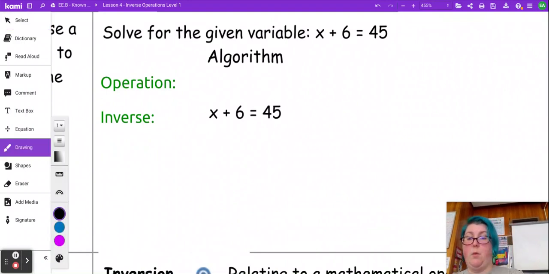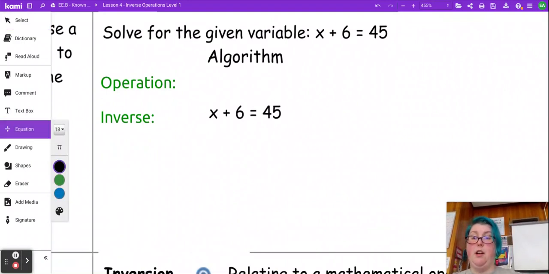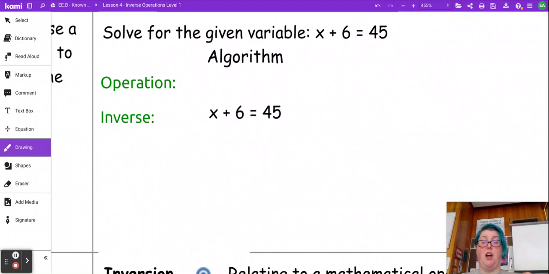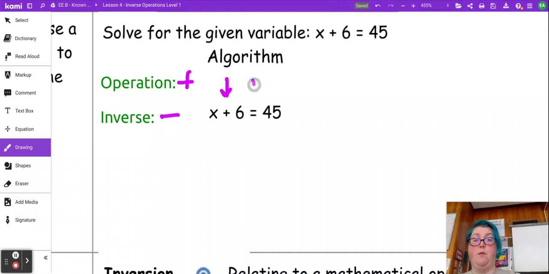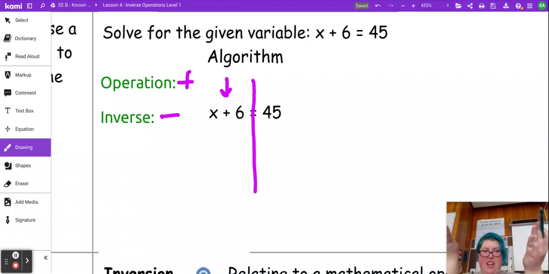So the first thing that we are going to do is establish the operation. We are talking about addition. We have addition right there. The inverse of addition is subtraction. They're the opposite of each other. So in order to solve this, we first draw a line down the equals, because this equation has to be the same on both sides. It has to balance. It's a scale. So both sides have to be the exact same.